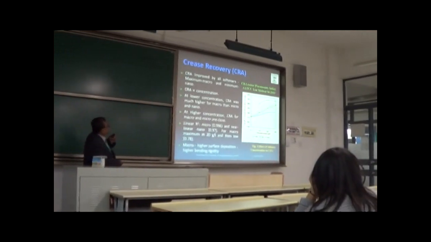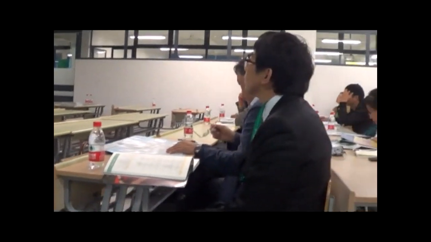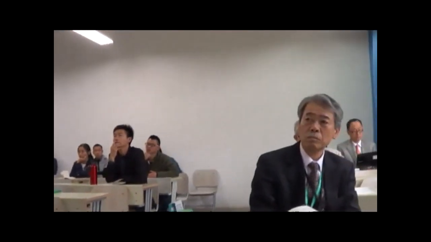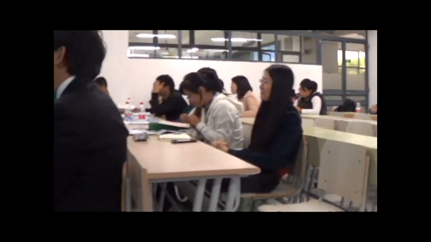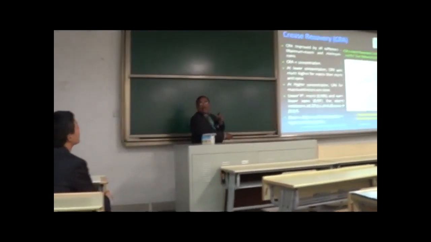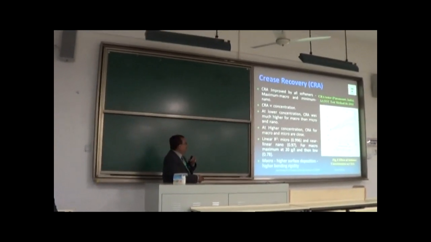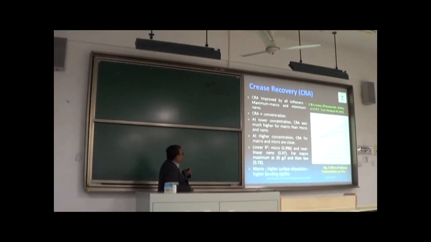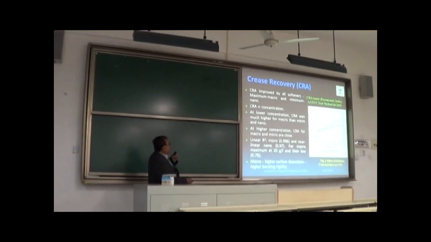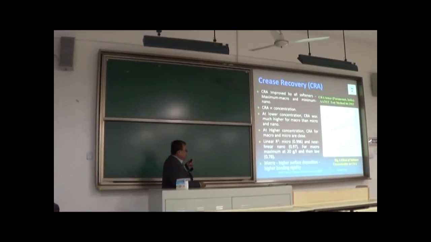The relation was linear for nano and micro, but for macro the shape is like this, so with concentration the correlation is not good. That means it has reached an optimum level at very low concentration, and afterwards there is not much improvement in crease recovery property. From this we can consider that there is higher surface deposition in the case of macro, so there is not much change in the crease recovery.